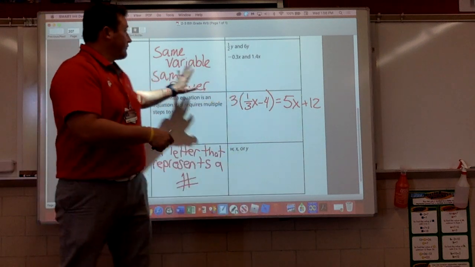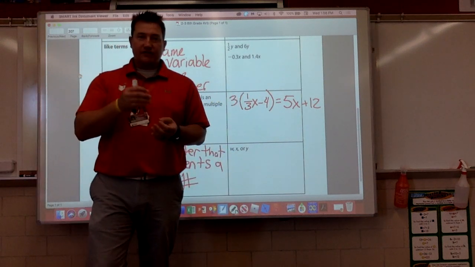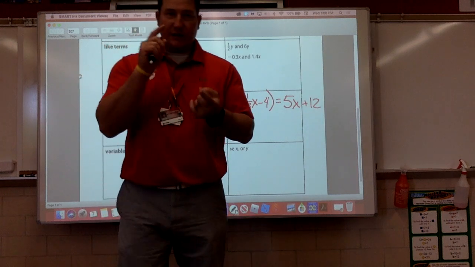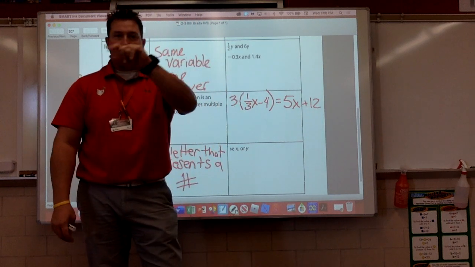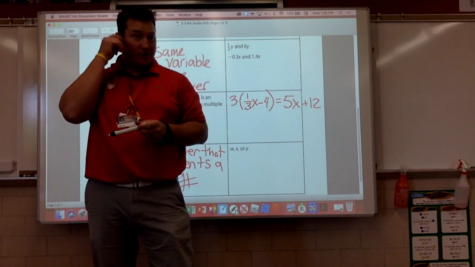So anyway, guys, here's our vocab. We're going to carry on with all things 2-3 related as we get into our additional practice and everything else. So hope you guys are becoming great equation solvers, and we'll see you soon.